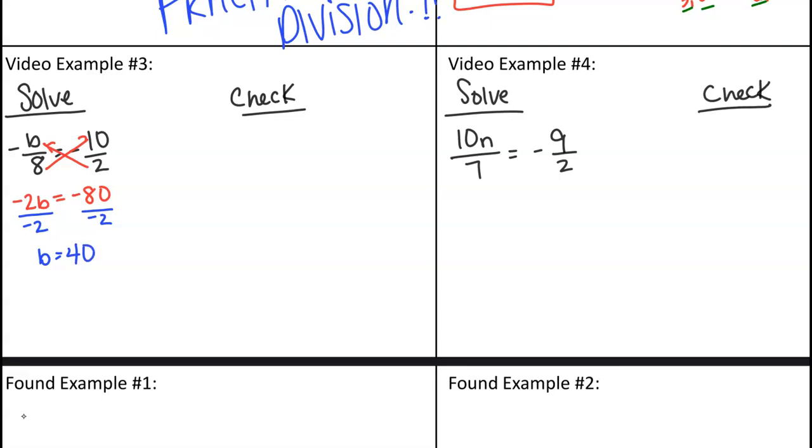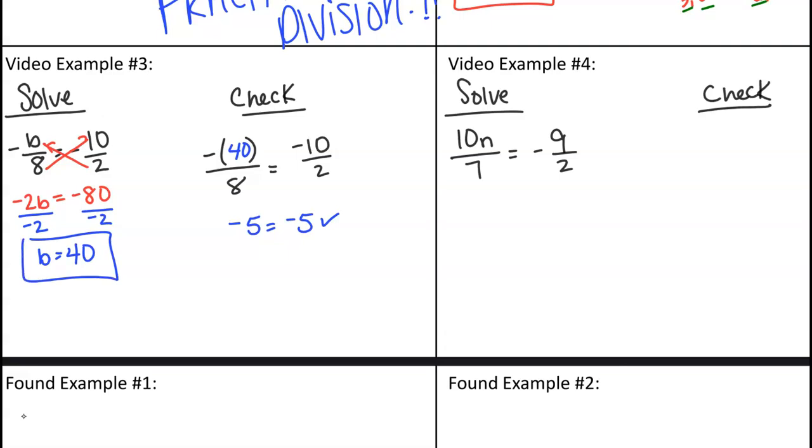So see, they're not all going to be scary. Let's check our answer. So negative b over 8 equals negative 10 over 2. What do we think our answer is? We think our answer is 40. So if we take 40 divided by 8, 8 goes into 40 five times, and we have a negative, so negative 5. Negative 10 divided by 2 would also be a negative 5. So that means our answer is correct.